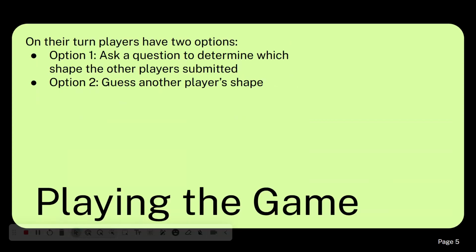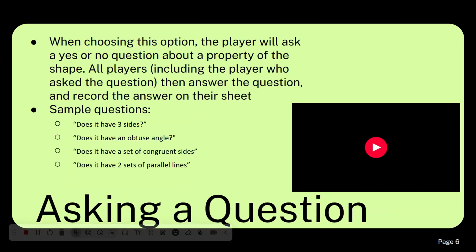Beginning with the player that is to the left of the dealer, players will have 2 options for their turn. Option 1, ask a yes or no question about the properties of the polygons that were submitted. Option 2, guess a specific player's shape. Option 1, ask a yes or no question about the properties of the polygons that were submitted. Some examples of questions that may be asked are, does it have 3 sides? Does it have an obtuse angle? Does it have a set of congruent sides? Does it have 2 sets of parallel lines?